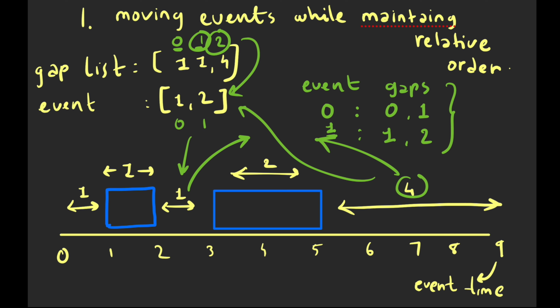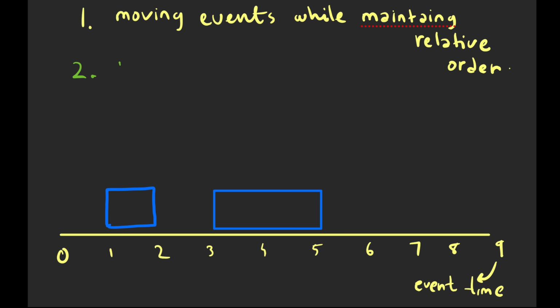So from this particular operation, we can say that for the event which is present at index I, we would be summing up I plus 1 gaps. Right? Let's move to the second approach. The second approach would be not maintaining relative order.